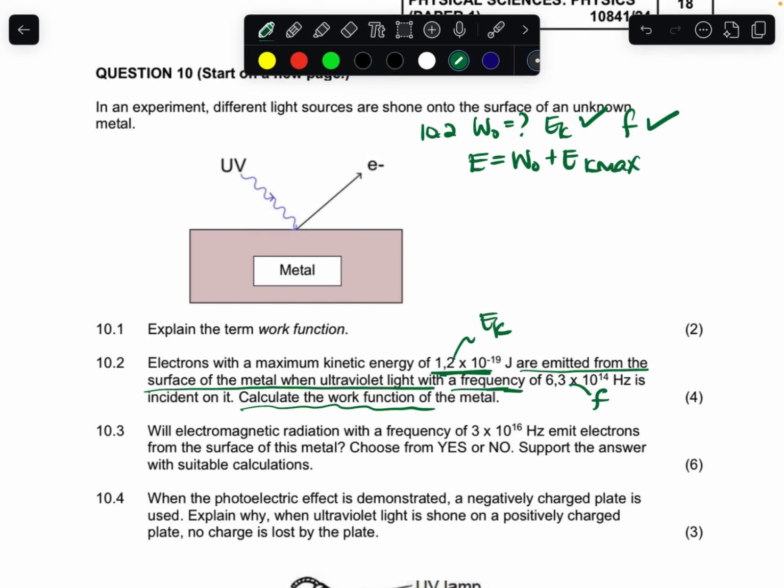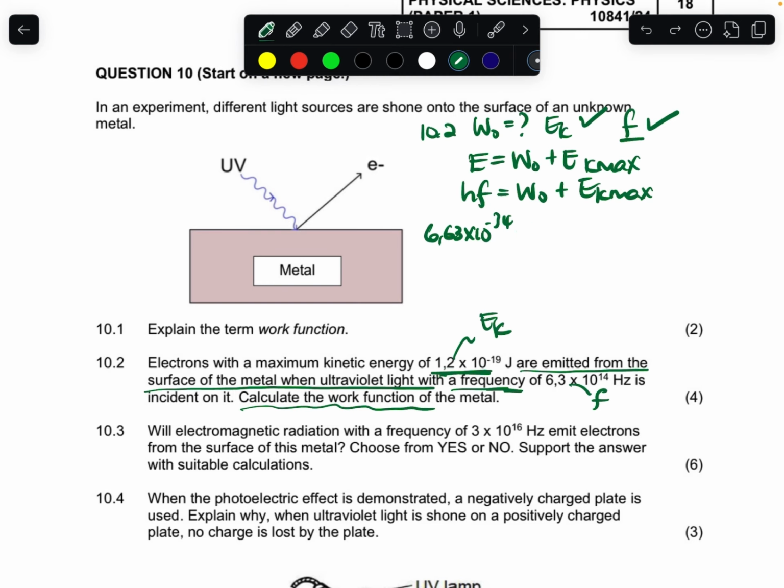So we substitute. We're going to use hf for the energy, because we're given the energy of the light, and we are looking for the work function and the kinetic energy we are given. So it's going to be 6.63, which is h, Planck's constant, times the frequency, equal to the work function that we want plus the kinetic energy. No, this is incorrect.